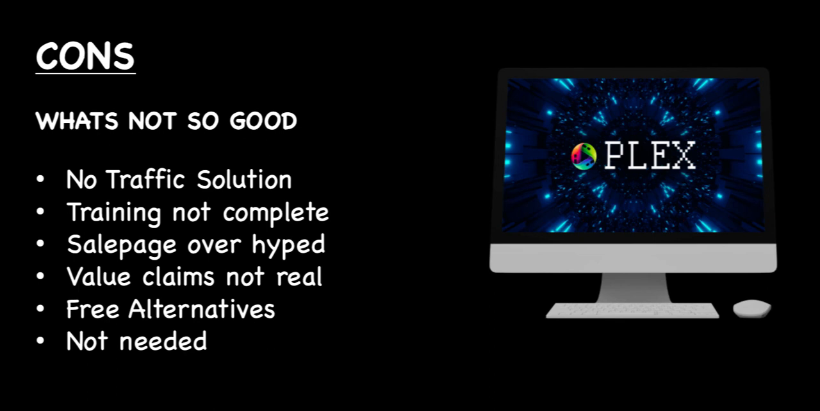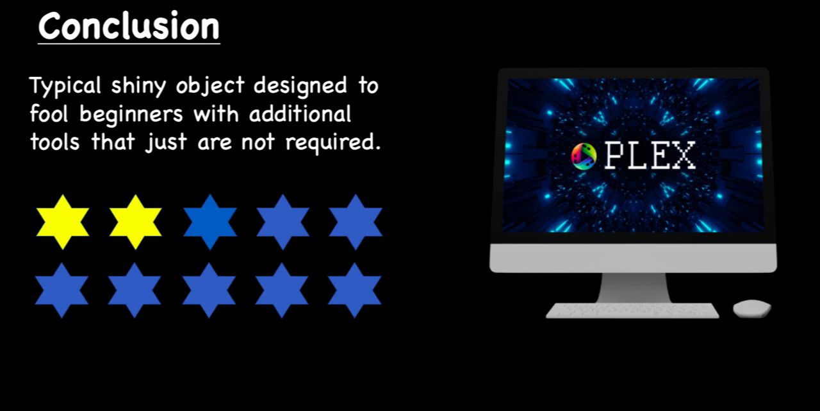The sales page is overhyped. They always are. They're all the same sales page. The value claims aren't real. There are free alternatives. And so the whole platform, to me, as usual, isn't needed. You can get all of this stuff for free. So guys, I'm going to give this a 2 out of 10. I just think this is a typical shiny object designed to fool you. And they're packing in these additional tools that I don't think are required for you, especially if you're starting off. What you need to be doing when you're starting off is just creating good content, giving people value, and then you'll make money from affiliate marketing online.